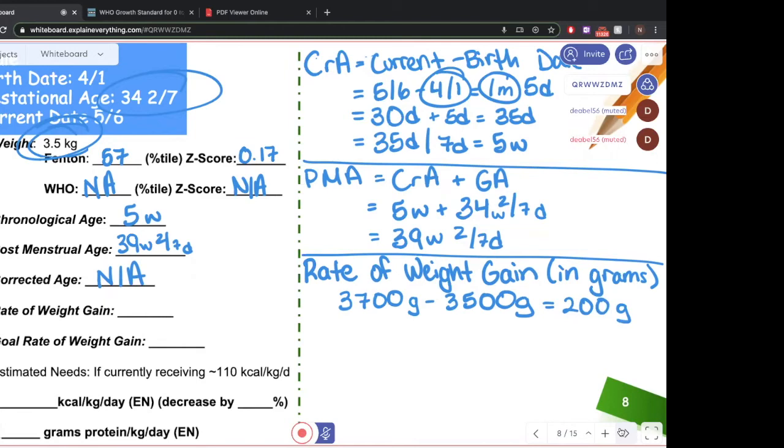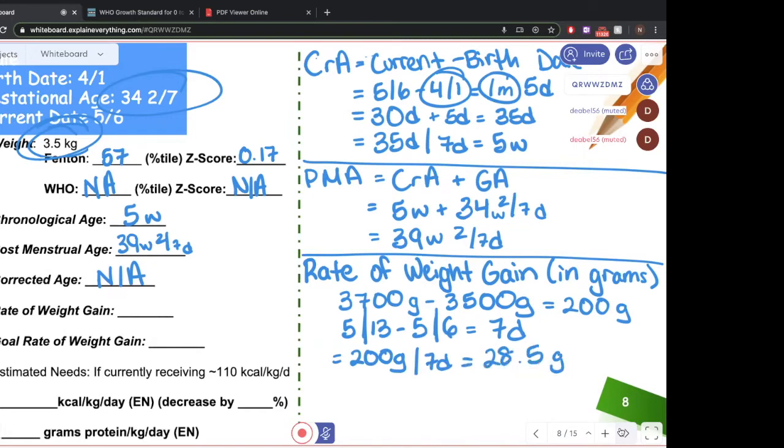So we need to figure out the difference in time, the 5/13 from the previous date up here, minus this date of 5/6. So to determine the grams per day, we will do the 200 grams divided by 7 days for a total of 28.5 grams per day.